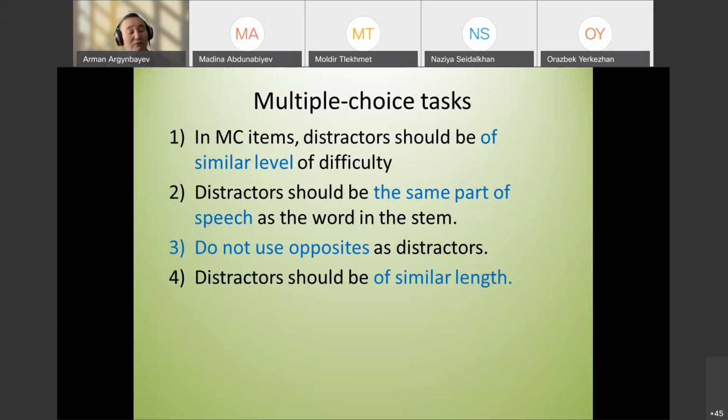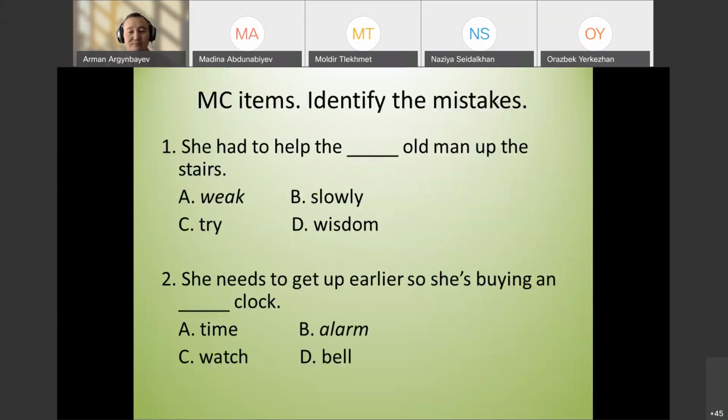For synonyms, we use them at higher levels. And the structure should be of similar length. If the correct answer is long, then the wrong answers should be long as well. A lot of students actually forget about it when they design their own test. For example, let's identify mistakes again. Can you identify the mistake in the first one? She had to help the weak old man up the stairs.